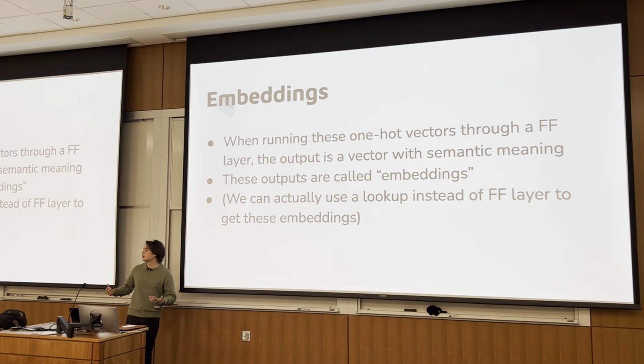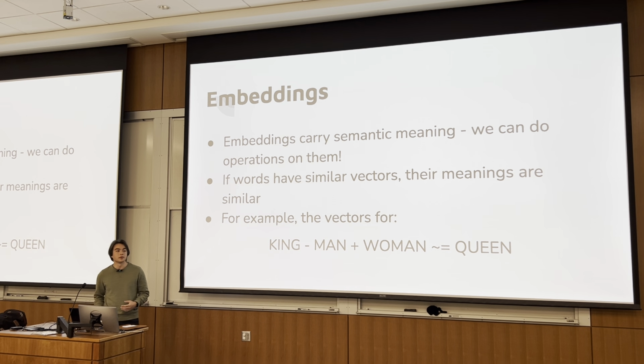So when we're running these one-hot encodings through a linear layer or feed forward layer, the output is a vector. And these vectors actually have some semantic meaning. These outputs are called embeddings. These are a long vector that represents these words or tokens, and those are the contextual meaning of that word. I can give a little bit of an example here. So they carry this representation of the word. It's no longer just one-hot encoding, but it's a full-length vector, and we can do operations on these.